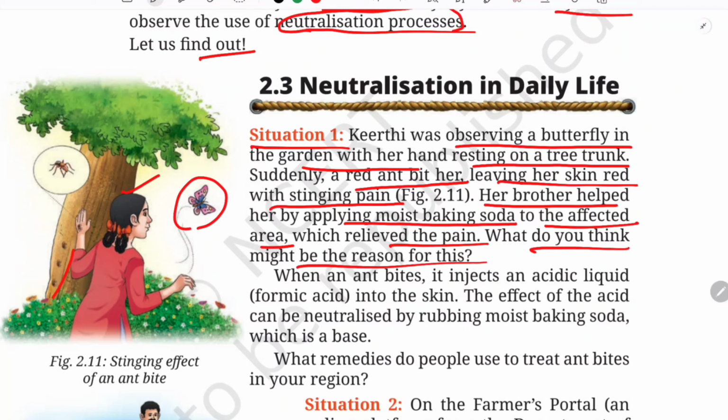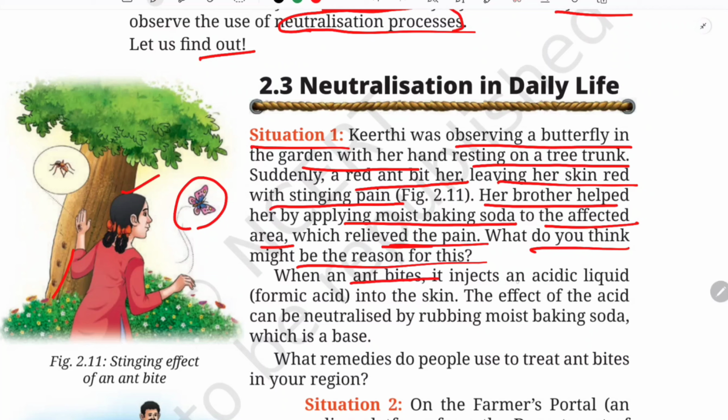What do you think might be the reason for this? As soon as her brother knew that Kriti was being bitten by a red ant, he prepared moist baking soda, and he applied it to the affected area where the ant had bitten. So it relieved the pain. Now Kriti's pain was relieved. What do you think might be the reason for this?